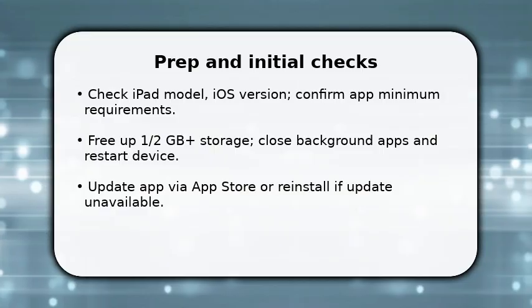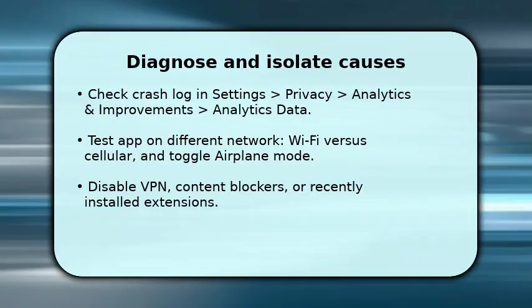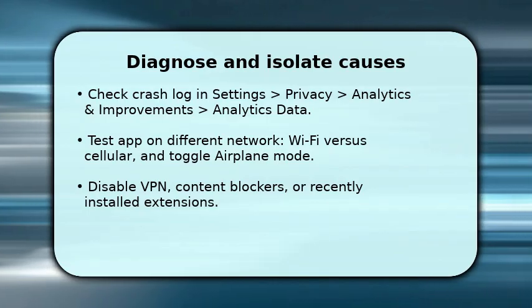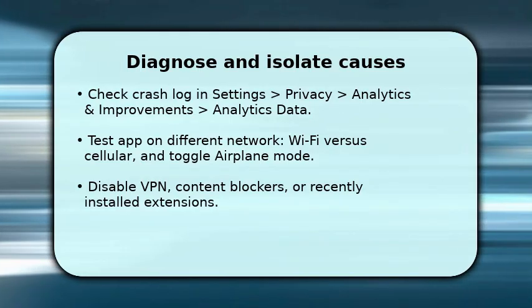Now you dig deeper. Reproduce the crash and immediately open settings to grab the crash log and analytics data so you know which process failed. Once you have that, isolate external factors by testing on a different network and toggling airplane mode to rule out connectivity. Make sure to disable VPNs, ad blockers, or system-wide content filters because they often interrupt app workflows.